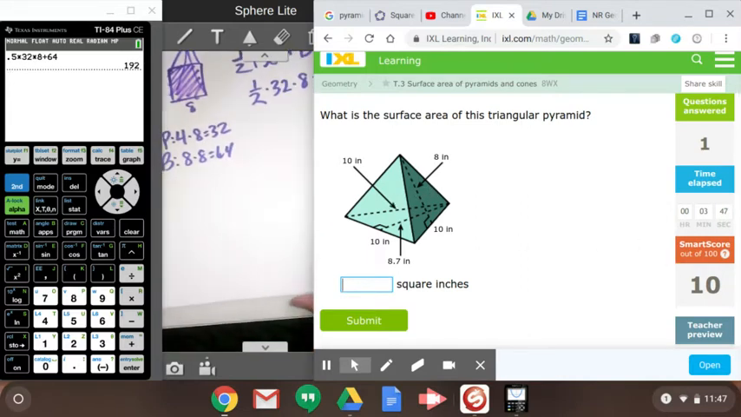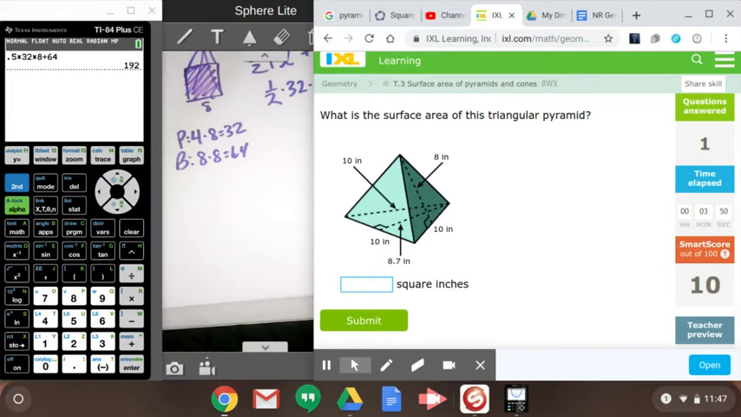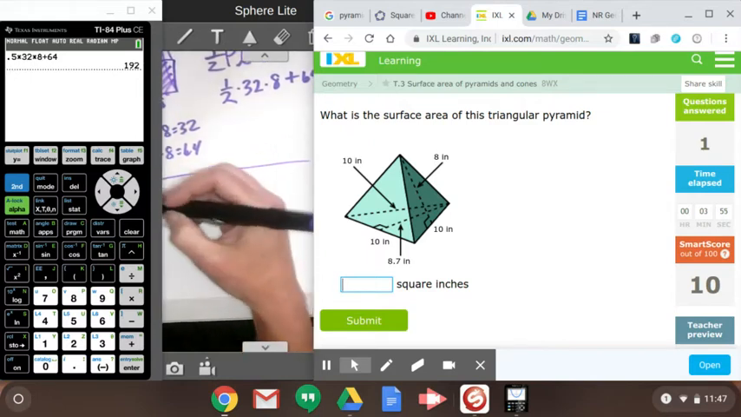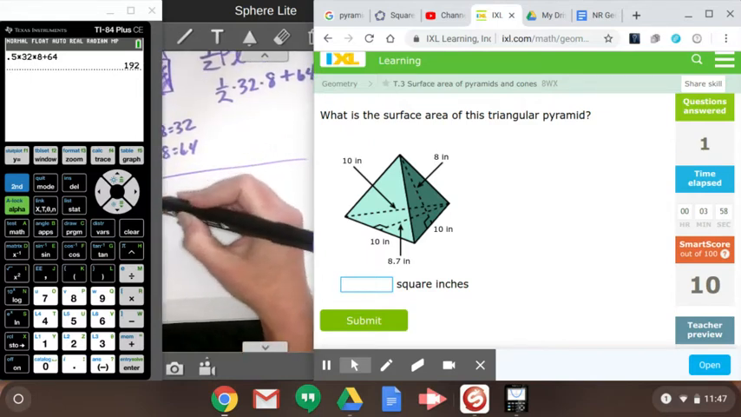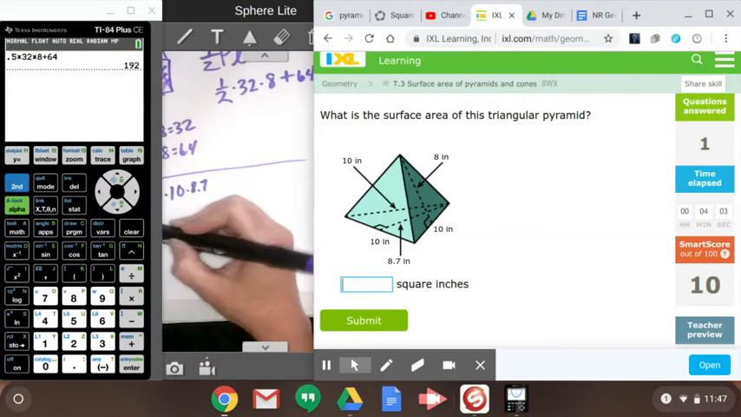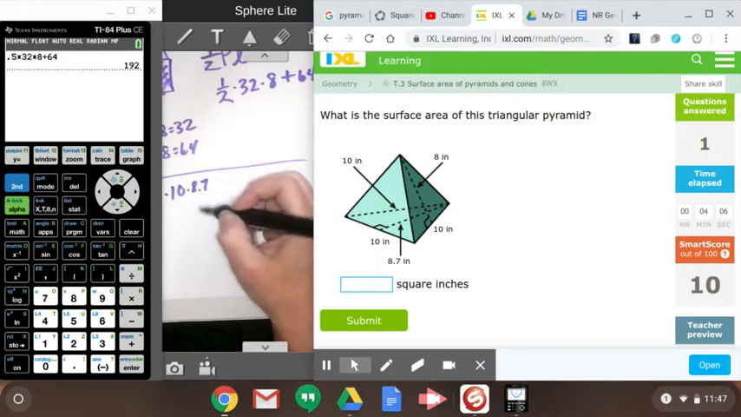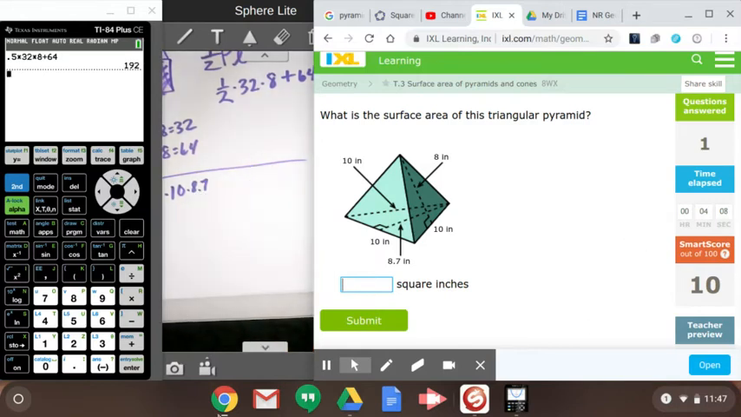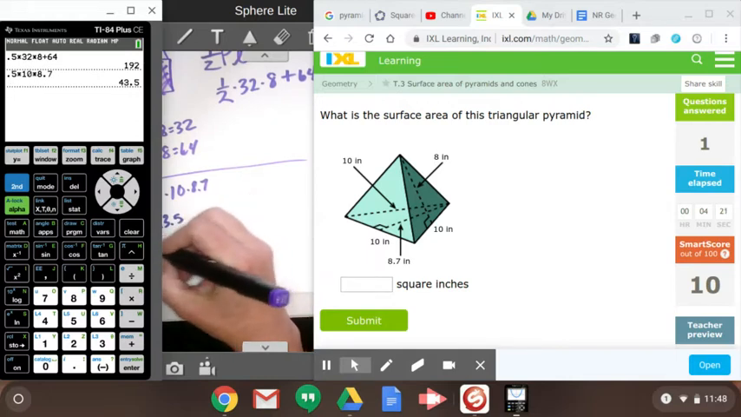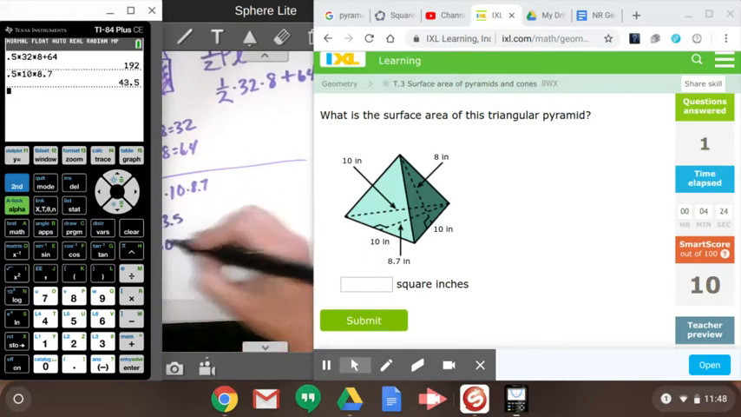Okay, this one is a triangular pyramid, also equilateral, which again, that formula will also work. And a nice one as well, because they gave you the height of that equilateral triangle. So to find the area of the base, we're going to do 1/2. The base is 10 and the height is 8.7. So 0.5 times 10, which I know is 5, times 8.7. So that is 43.5.